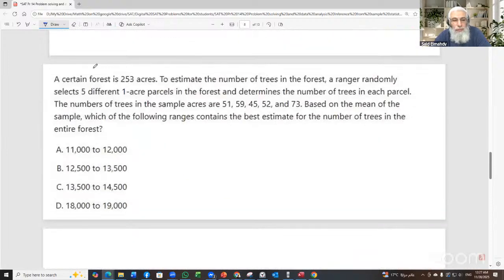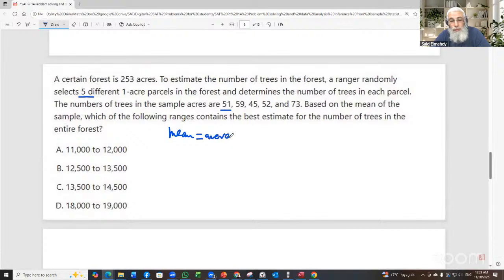A certain forest is 253 acres. To estimate the number of trees in the forest, a ranger randomly selects 5 different acre parcels in the forest and determines the number of trees in each parcel. The number of trees in the sample acres are 51, 59, 35, 52, 73, and 73. Based on the mean of the sample. So we need to find the mean of the sample.